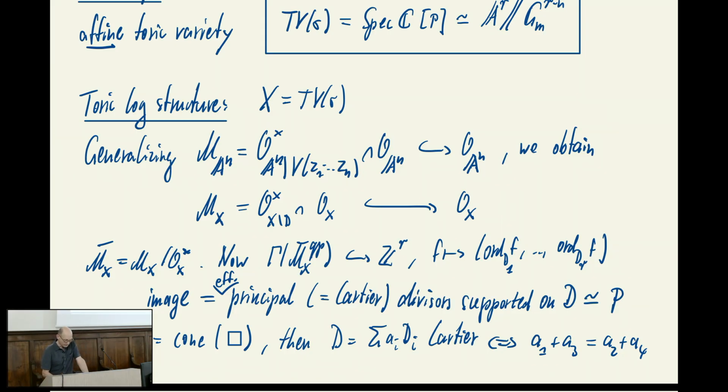So for example, for this case where I had the cone, where σ^∨ was a cone over a square, we had 4 divisors, D_1 to D_4, okay? These were in this planar shape that looked like the fan of P^1 × P^1. And then Σ a_i D_i is Cartier if and only if the coefficient a_1 plus a_3 is equal to a_2 plus a_4. Okay, so for example, each individual D_i is not Cartier.